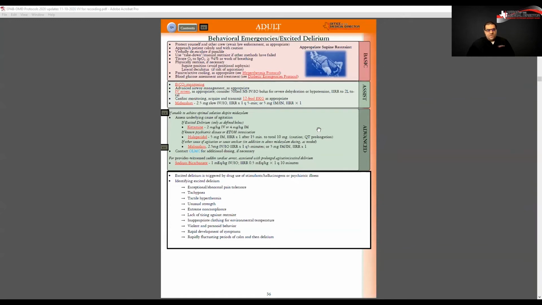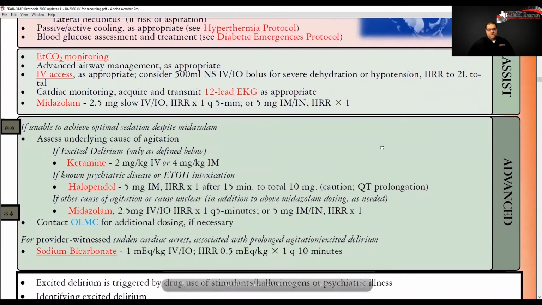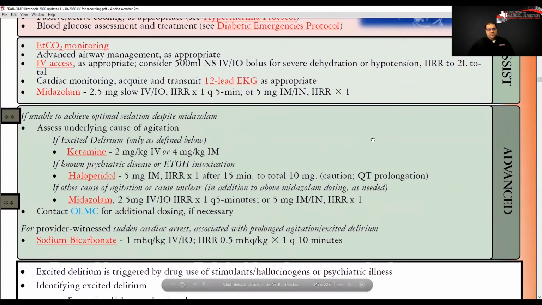All right, adult behavioral emergencies. So the big changes here are at the advanced level. Remember, it is standard across all behavioral emergencies to start with midazolam. That is our first line agent, and that is really what we should be going to first. It's the safest drug across the board. It will work in the predominance of cases. Once you've given your dose of midazolam, if it doesn't work, you essentially have a few options.